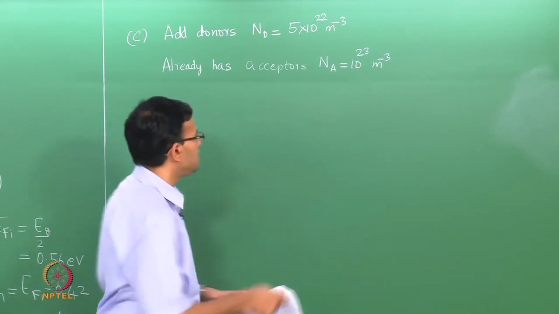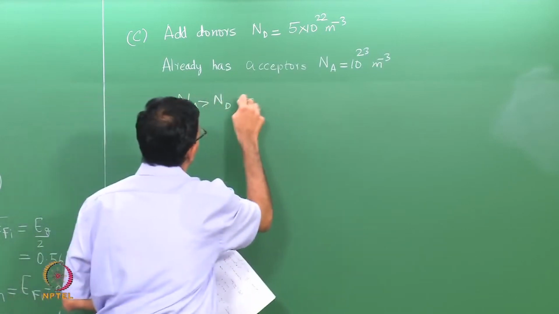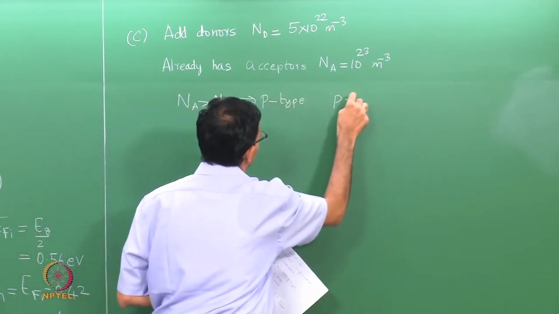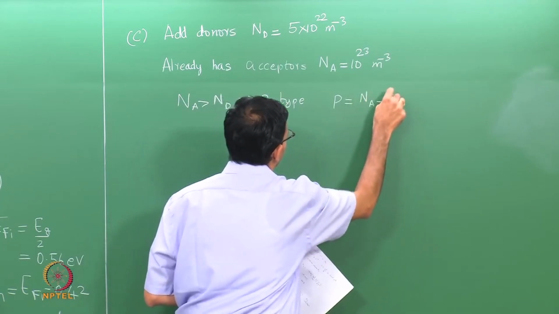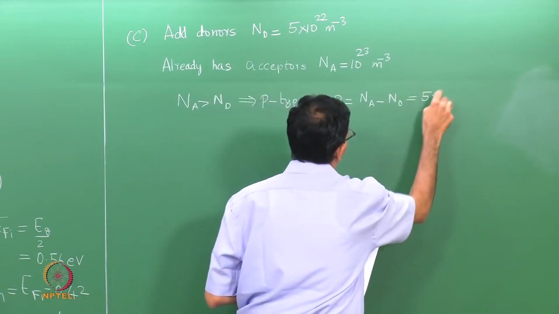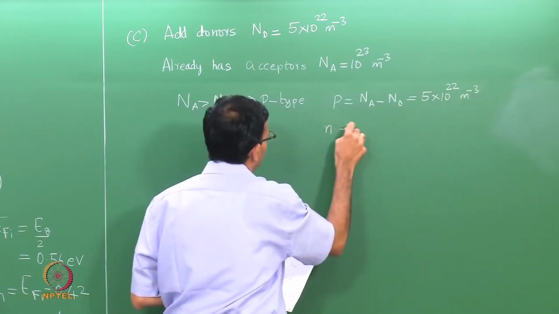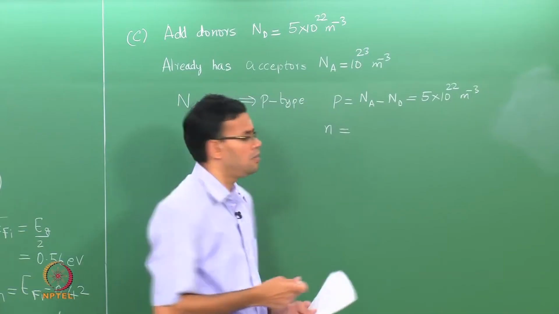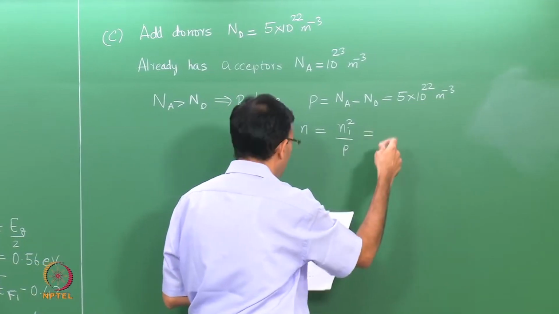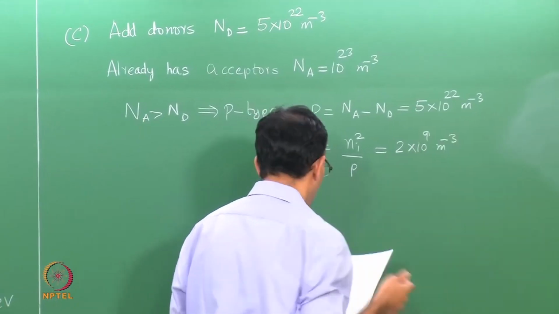In this particular case, Na is greater than Nd. So, ultimately the material becomes p type and the concentration of holes is just Na minus Nd. So, P is 5 times 10 to the 22 per meter cube. N we can calculate as before, again using the law of mass action, ni square over P, which is 2 times 10 to the 9 per meter cube.